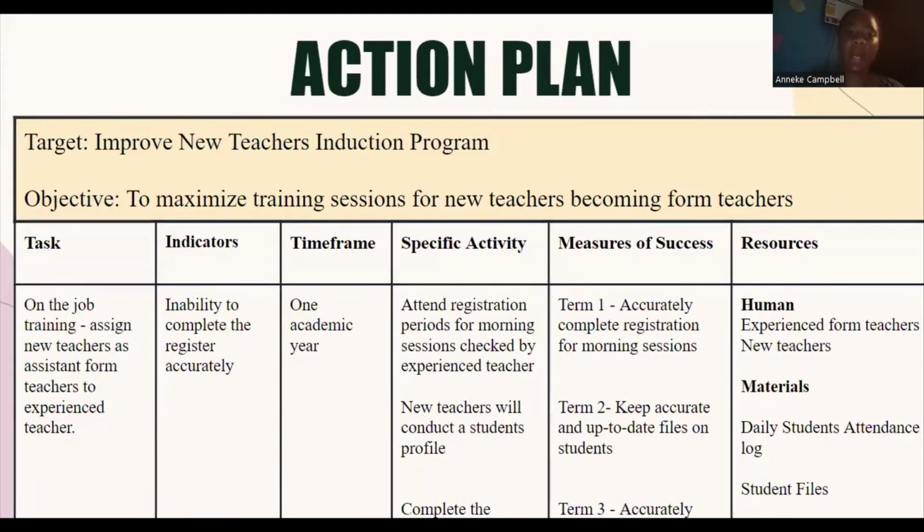All right, let us look at the action plan that we've made for this issue. Our target is to improve the new teachers introduction program. Our objective is to maximize the training sessions for new teachers becoming form teachers. All right, so our task is to improve the on-the-job training, which is to assign new teachers as assistant form teachers instead of new teachers. So they would work instead of form teachers. So they would work alongside a form teacher that is more experienced and learn from them before going in and becoming a form teacher on their own.